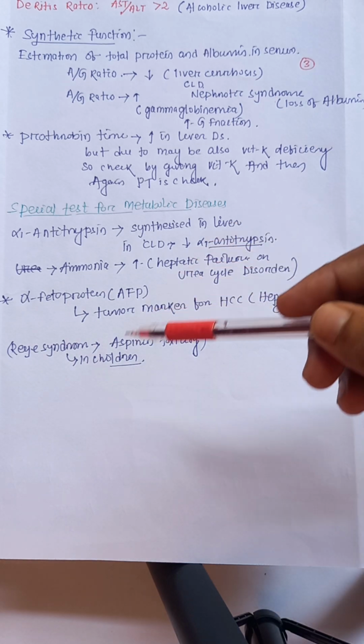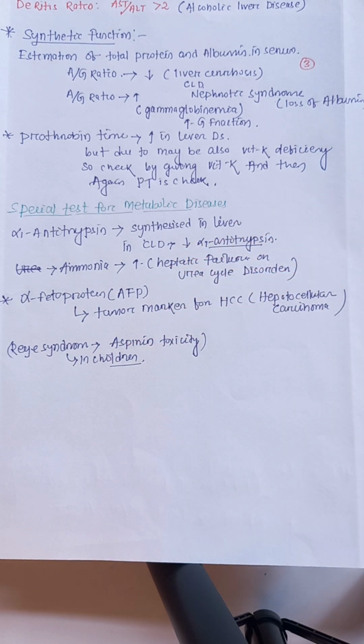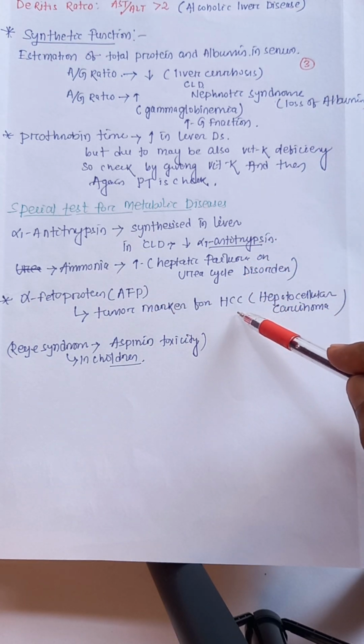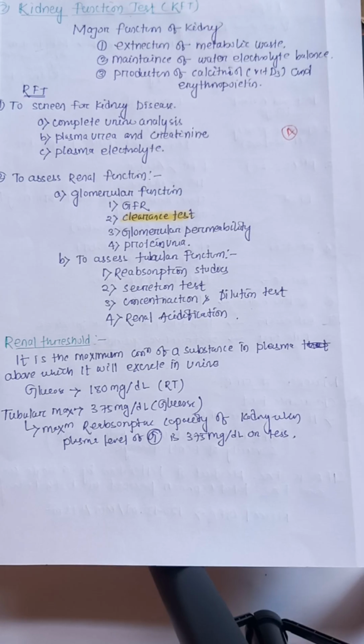Okay, and here, alpha-1 antitrypsin decreases in chronic liver disease. Ammonia increases in hepatic failure and urea cycle disorders. Alpha-fetoprotein is the marker for hepatocellular carcinoma, you should know this. Reye syndrome is caused by aspirin toxicity.